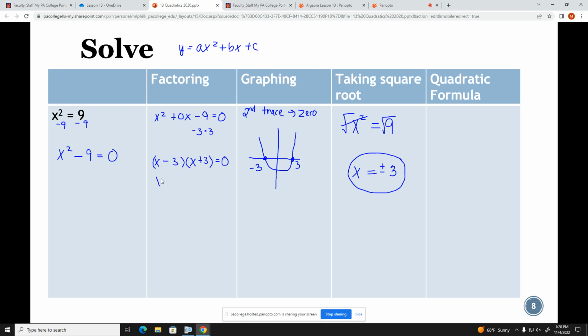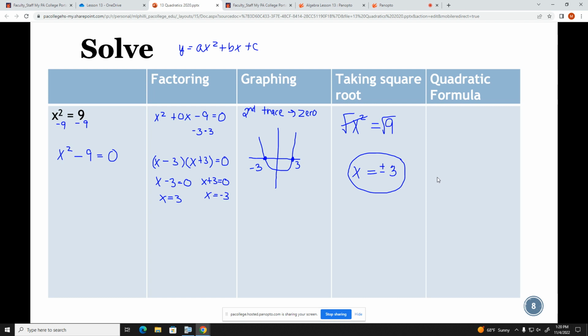And then, using the second half of the theorem, I set each factor equal to 0, and I solve. And once again, I have two answers of positive and negative 3. Same as I've gotten by the other methods.